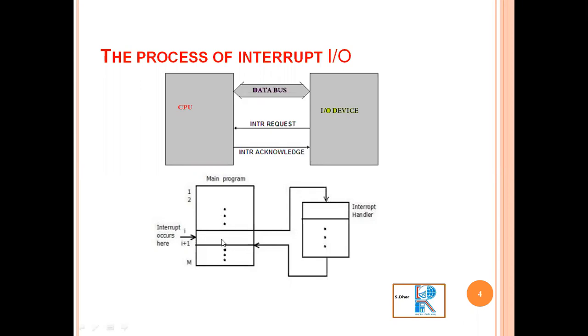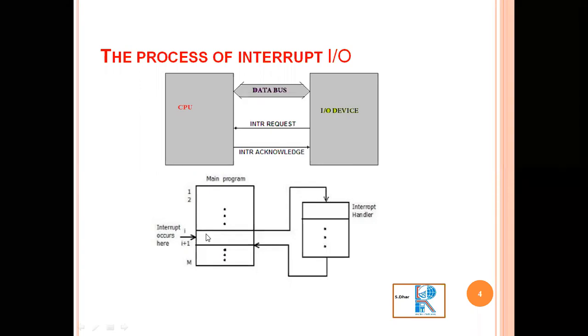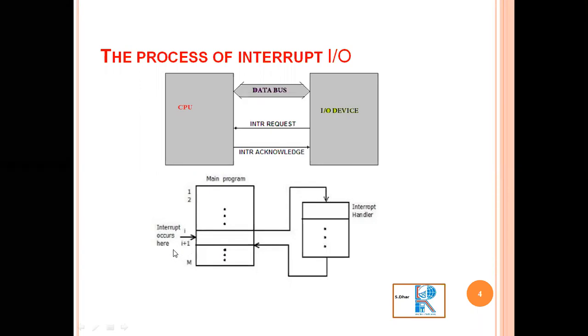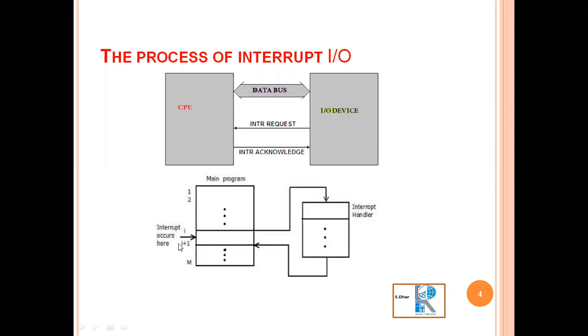That means the program written here. It will save the address. Address means which address it has to save? It has to save the address of the instruction I+1 in a particular special type of register. Sometimes that is called a stack. Clear? It will save the address.